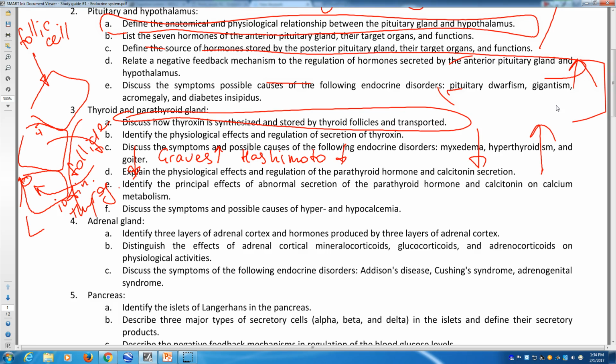Graves is high, Hashimoto is low. Both autoimmune. So in Hashimoto disease, if it's low levels of thyroid hormone, what can you expect about levels of TRH, TSH? They'll be high. Is that clear for everybody? Good.